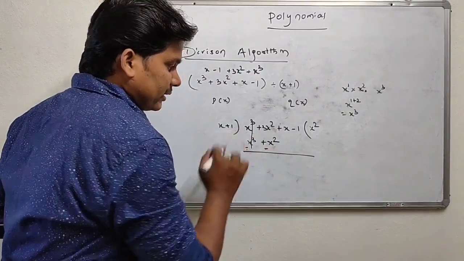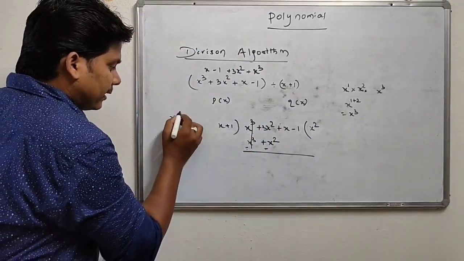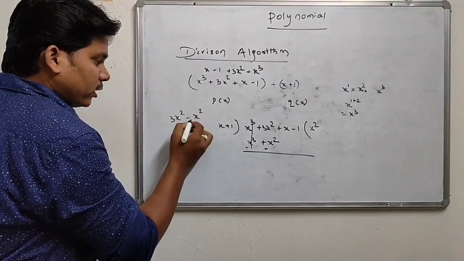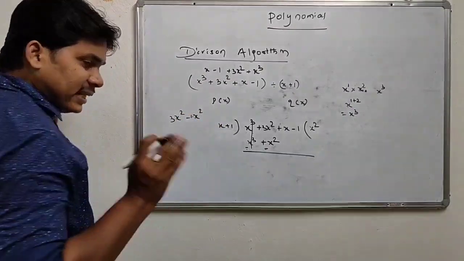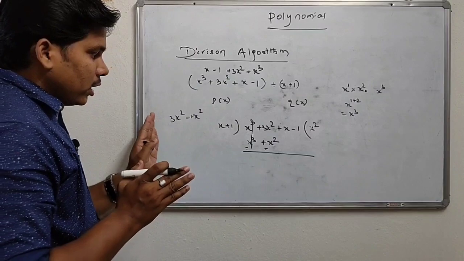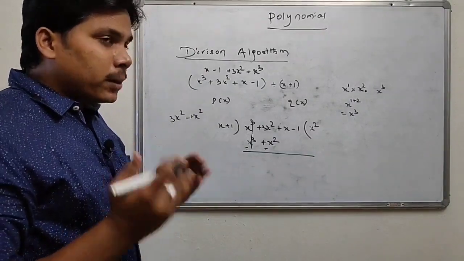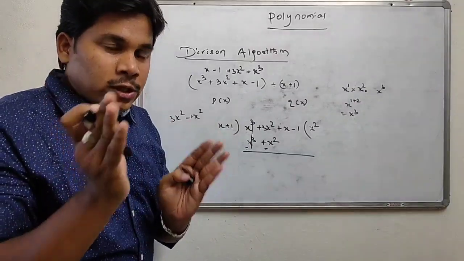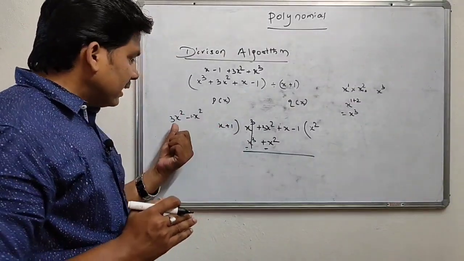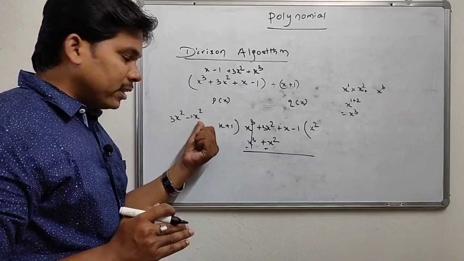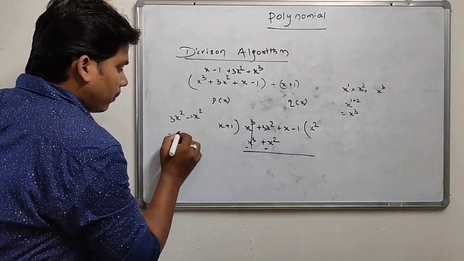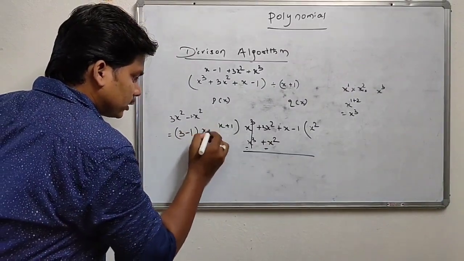3x square minus x square. What is 3x square minus x square? Here the coefficient of x square is 1. Generally, in addition and subtraction, the coefficients perform the action. But in multiplication and division, the exponents perform the action. Means here the coefficient is 3, here the coefficient is 1. That's why they will perform the action. 3 minus 1 is 2x square.